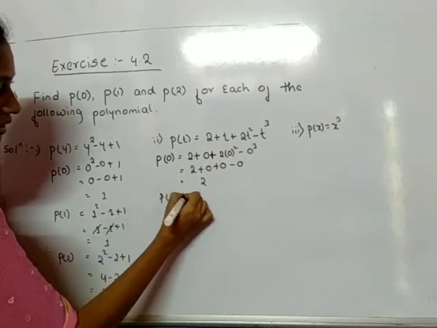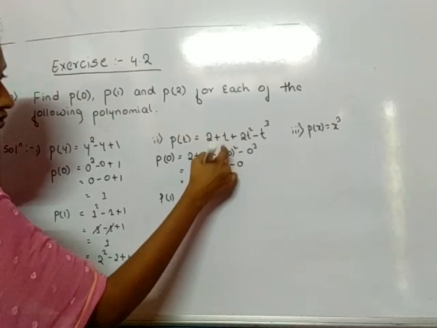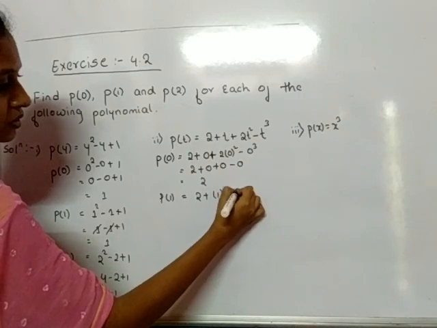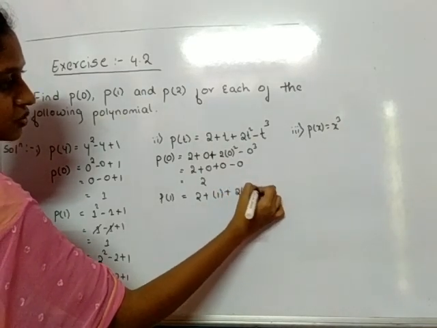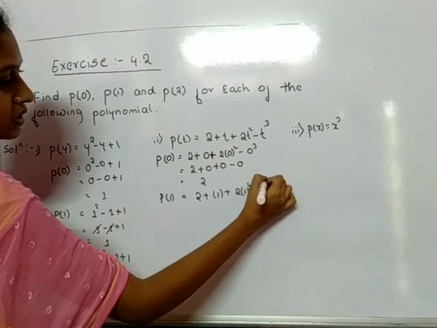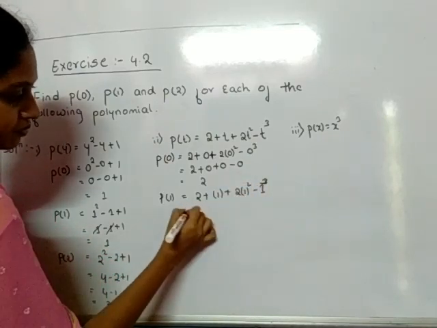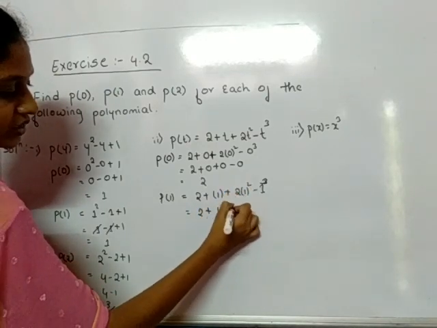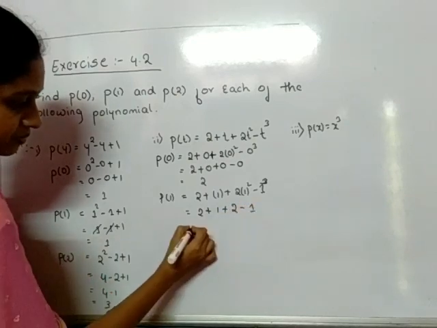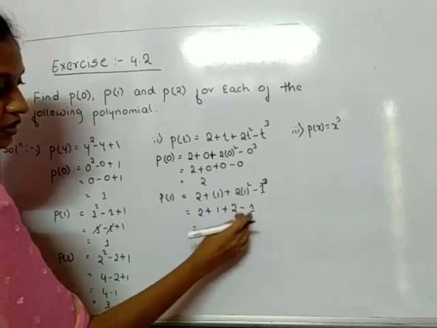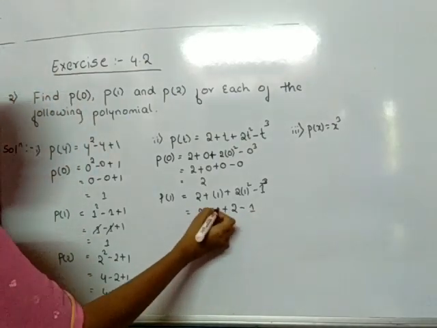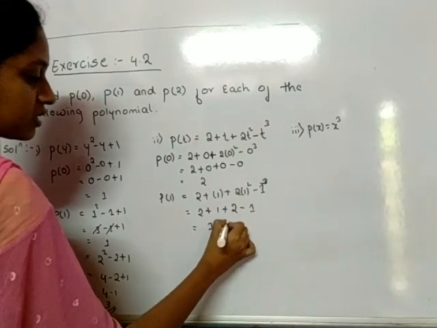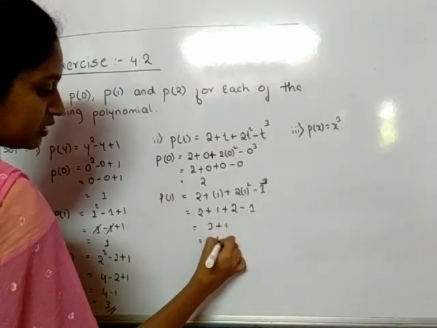For P of 1, in place of t, I am going to substitute the value 1 here. 1 plus 2 into 1 raised to square minus 1 cube. 1 plus 1 ones are 1. 1 into 2 will get 2 minus 1. Right? So first we'll add 2 plus 1, 3. Then here 2 minus 1, that is 1. After adding we'll get here 4.